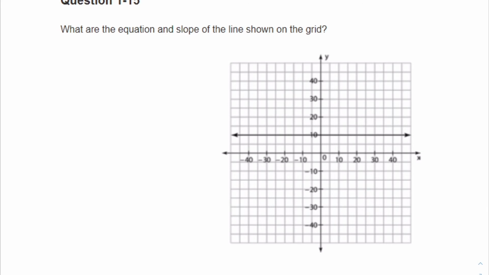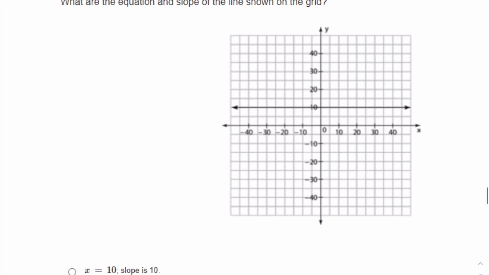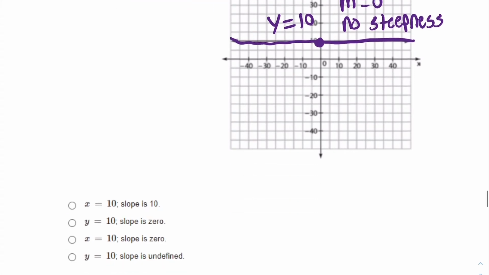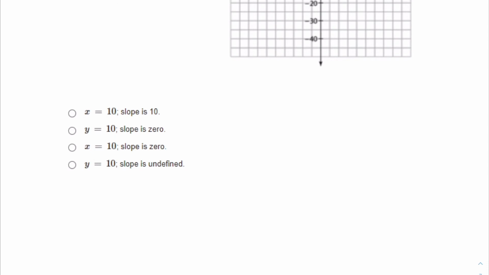What are the equation and slope of the line? I almost didn't see this line, but it's going flat. And if you have a flat line, then that means it's going through the y-axis at 10. And if it's flat, then this is no steepness. And if there's no steepness, that means m equals 0. So let's find the one that says y equals 10 and the slope is 0.